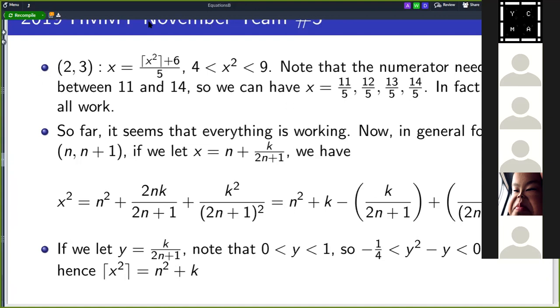Okay, no questions, I guess. I think it should be -1/4 less than or equal to y squared minus y, but the important thing is that we just need -1 is less than it. So now it's -1.